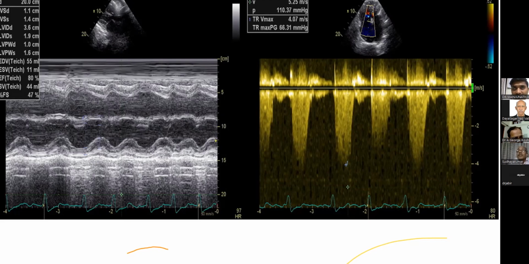dP by dt. Rate of rise of intraventricular pressure. What you said is right. You have delta P by delta T. That means change of pressure over change of time. Yes, sir. That is dP by dt. What is the normal dP by dt of the RV?